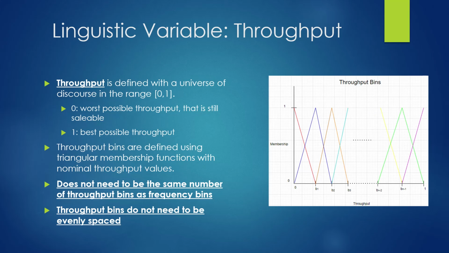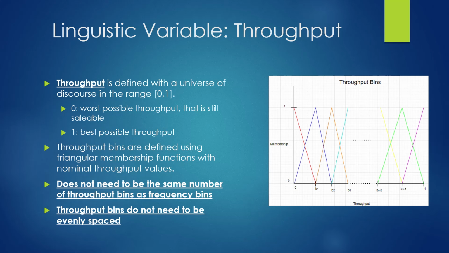The second key linguistic variable that was important for this design was to describe throughput. All throughout this design, you'll hear throughput being used as a fuzzy term. This is how I've defined it for this system. It is a universal discourse in the range of 0 and 1 inclusive, where 0 is the worst possible throughput for a device, but still saleable. So this is not a failing device. This is just the absolute minimum that a device could perform and still be considered for sale. And where 1 would be the best possible throughput.